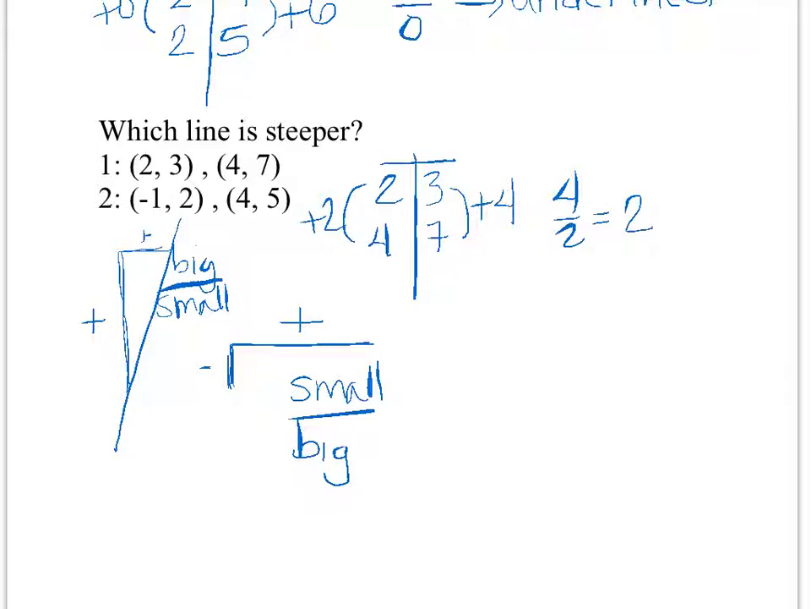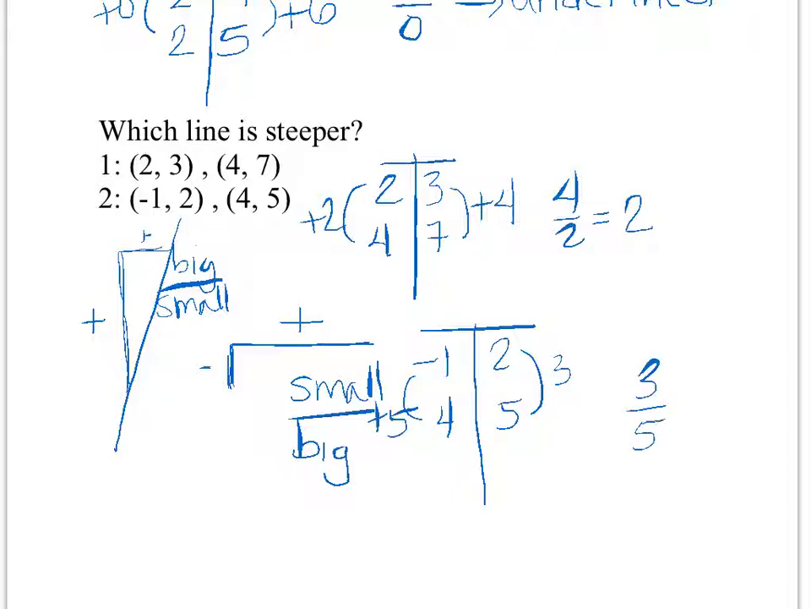That's a pretty steep slope. If we go to line 2, we've got negative 1, 2, and 4, 5. From 2 to 5, we go up 3. From negative 1 to 4, we go up 5. So we've got 3/5. Now if we look at which one's bigger, you should pretty easily recognize that 2 is bigger than the fraction 3/5. So which line is steeper? Line number 1 is steeper, because the slope is bigger.